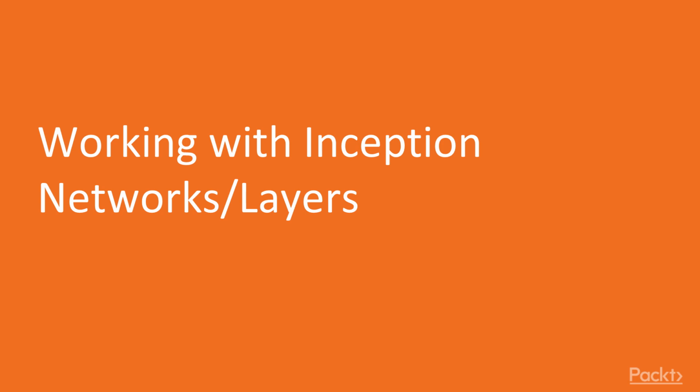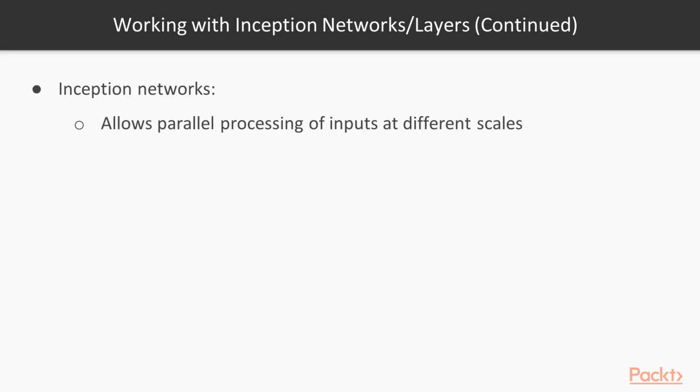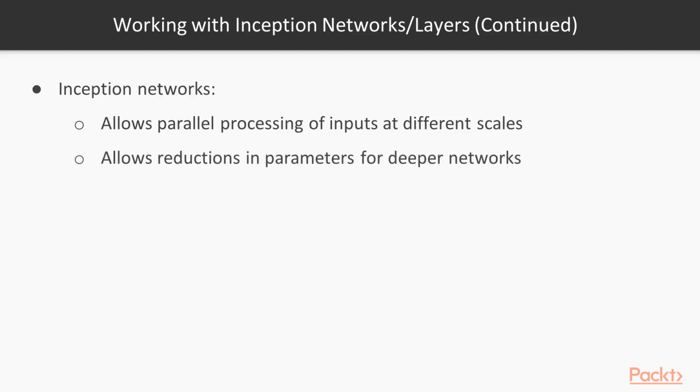So Inception layers are an important addition to deep learning, and in particular to image analysis with deep learning. What Inception layers do is they permit parallel processing of inputs at different scales, and we'll look into this in more detail. They also allow the reduction in parameters so that we can work with deeper networks with the same sort of statistical complexity cost. And the famous example of Inception Networks is GoogleNet.